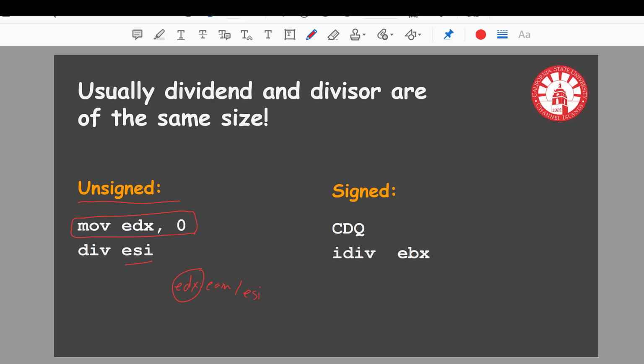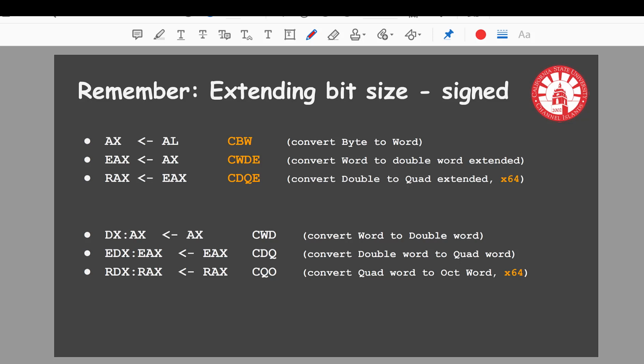And if you ignore the value of EDX, your result is going to be wrong. Therefore, when you do the division and when you put your number in EAX, make sure that you initialize the value of EDX to 0. And for signed numbers, use CDQ. If you remember this bit extension from the previous lecture, CDQ is used for signed bit extension.